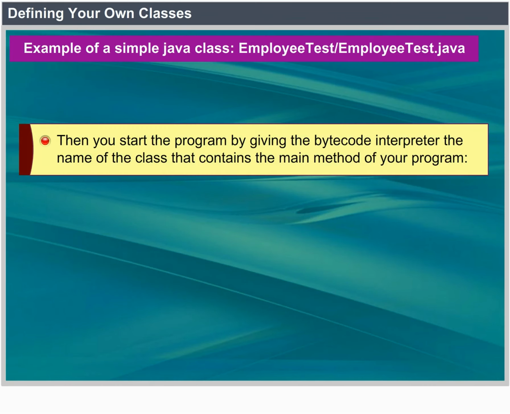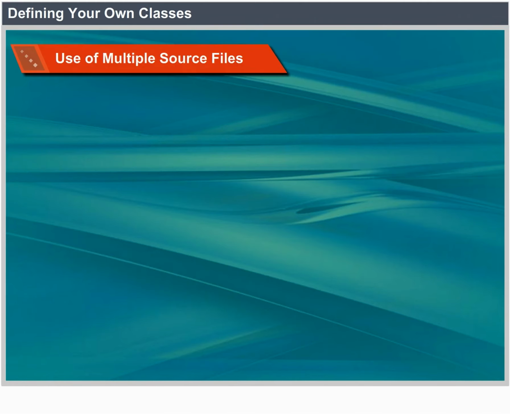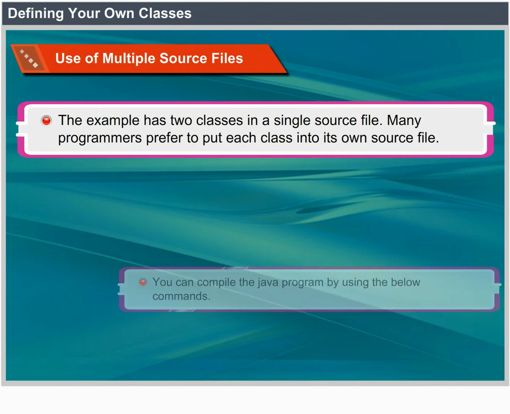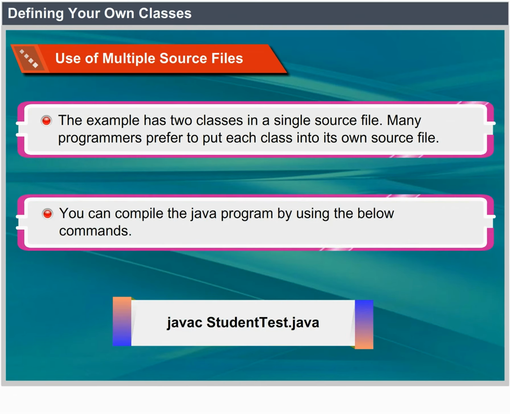Then you start the program by giving the bytecode interpreter the name of the class that contains the main method of your program, that is, java Student_Test. Use of multiple source files. The example has two classes in a single source file. Many programmers prefer to put each class into its own source file. You can compile the Java program by using the below command: javac Student_Test.java.